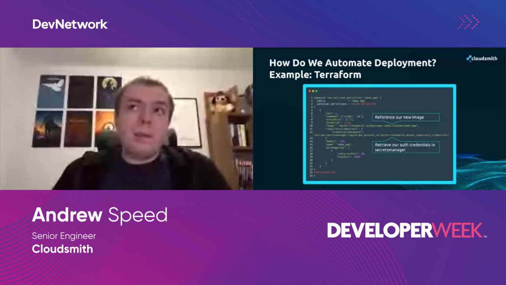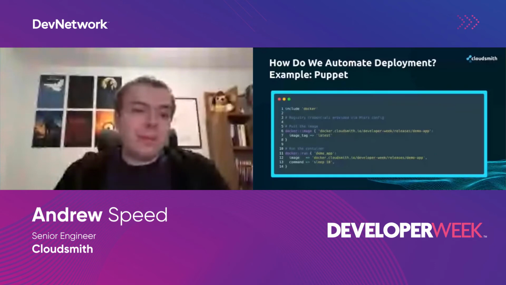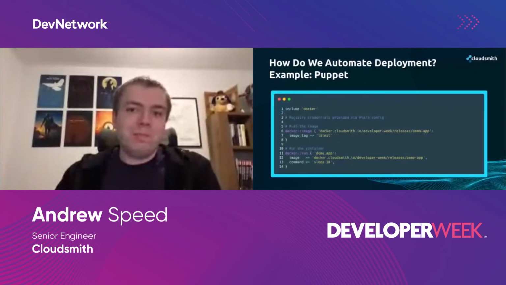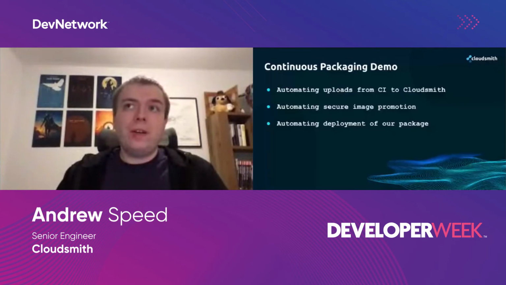And then Puppet as well, very similar, except our credentials got stored in Hiera this time. But again, you just reference the URL for the Docker registry, pull down the image, and run it. Again, all the native tooling just works seamlessly. So we've covered how to automate your uploads, how to automate secure image promotion, and how to automate deployment of our package.